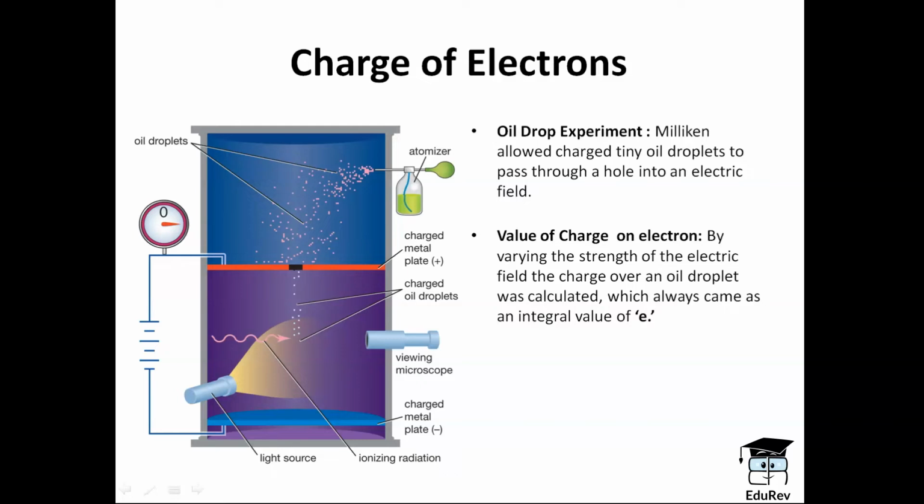Now we know that J.J. Thomson was able to determine this value of the charge to mass ratio. But how was the value of the charge determined? The value of the charge was determined by an experiment called the oil drop experiment.